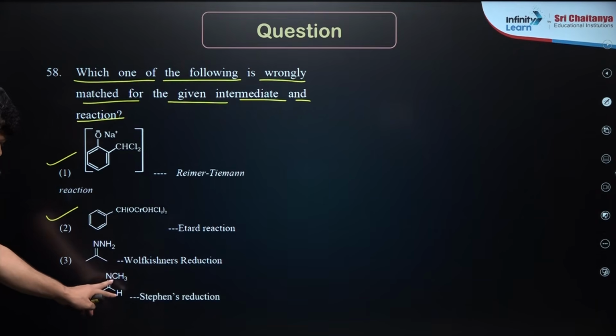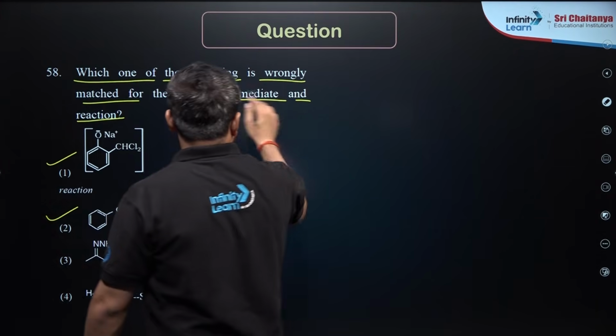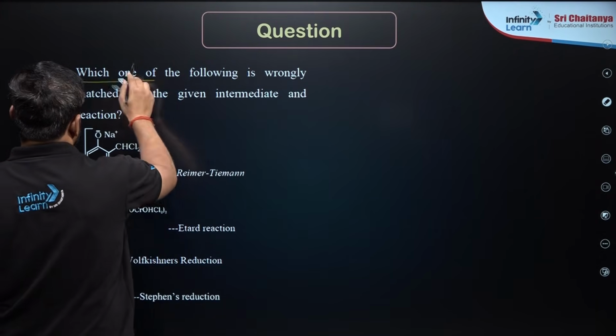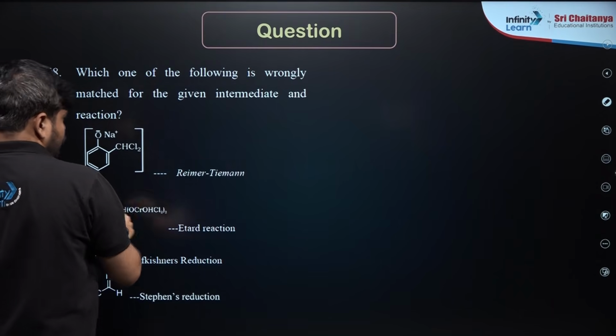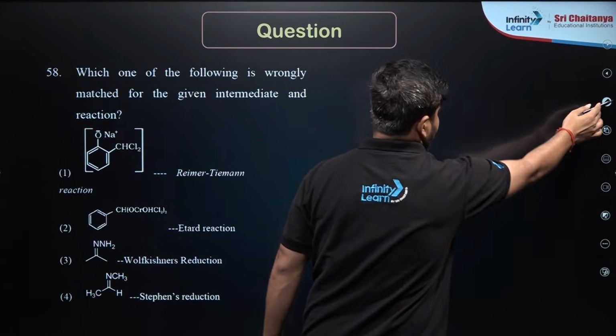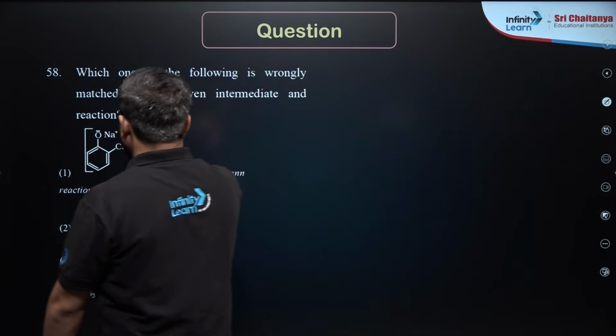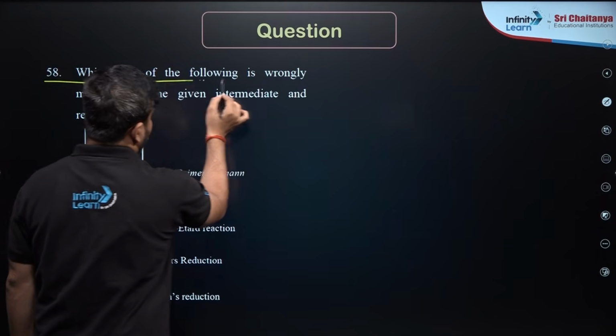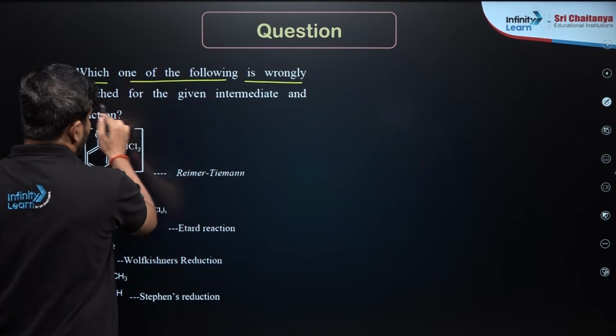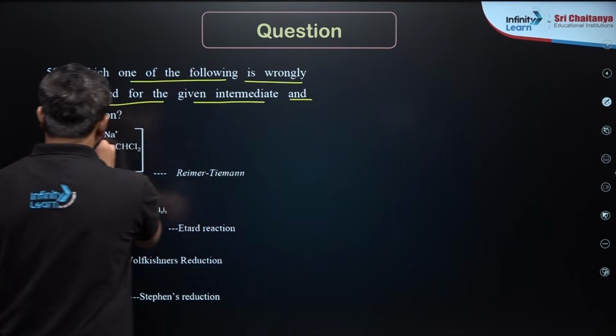This is okay, because here, in this question what we can do, just you see one time. So in this question you see what is given, 58. Which of the following is wrongly matched for a given intermediate and reaction?